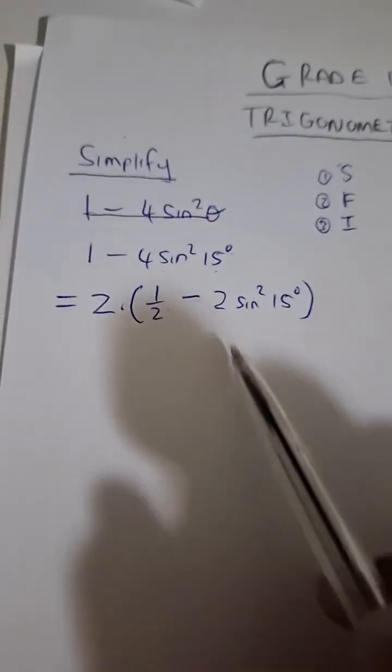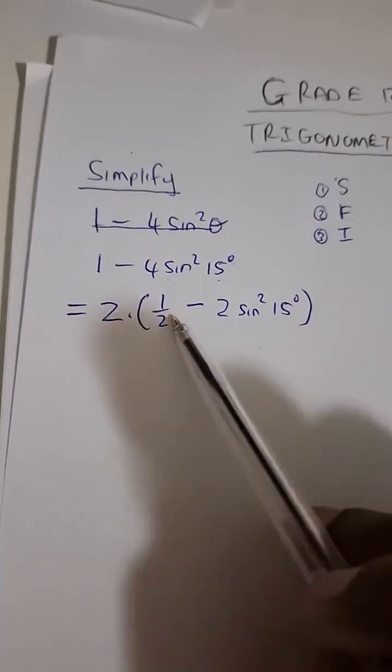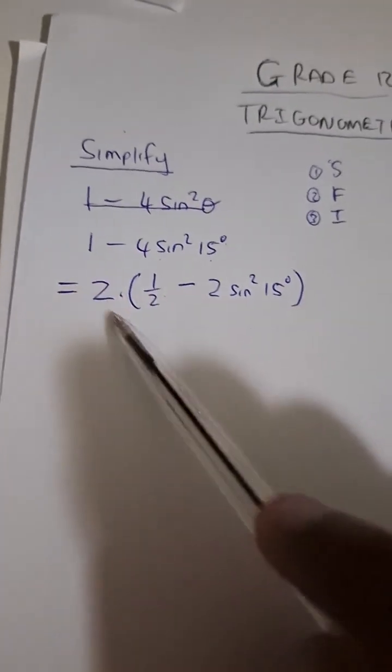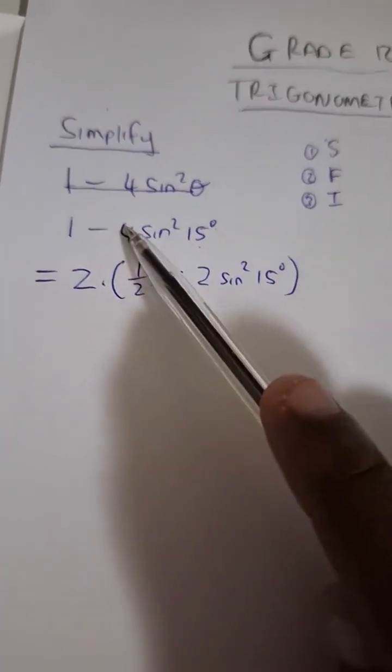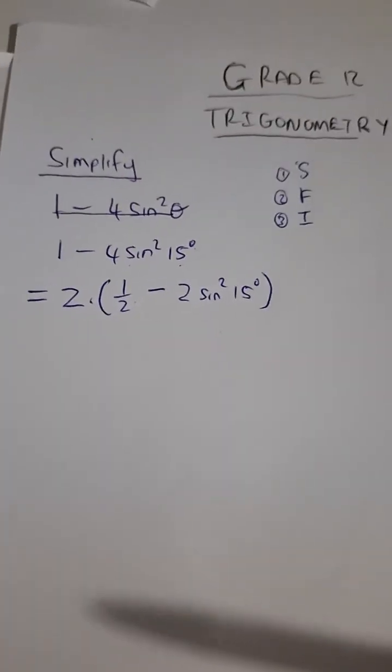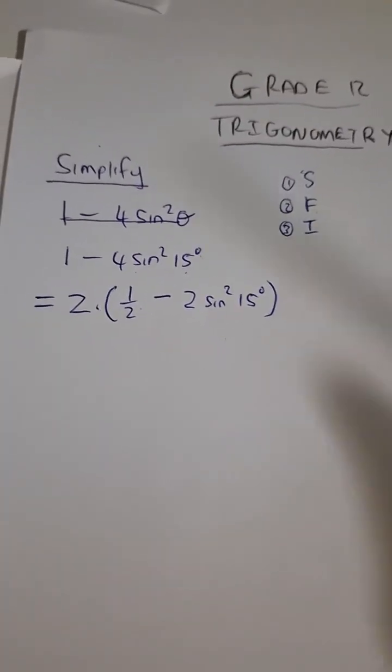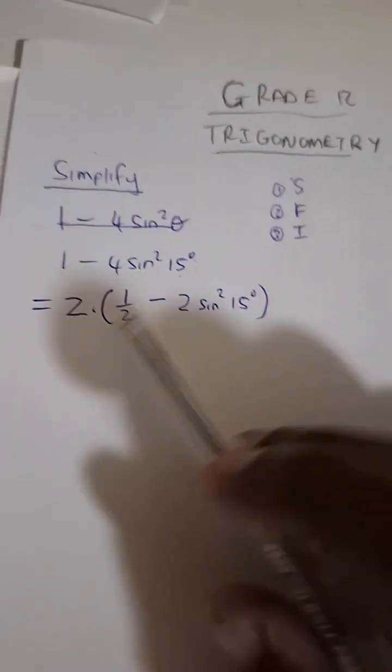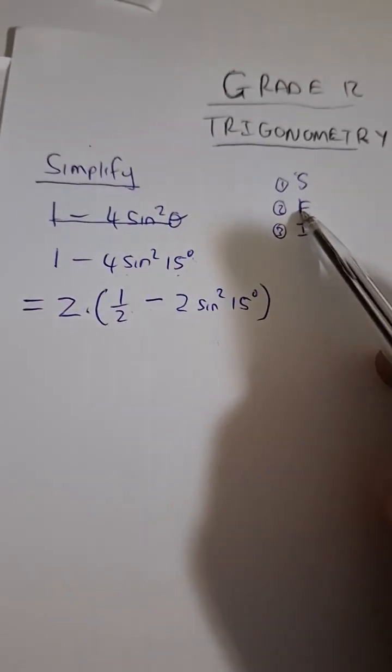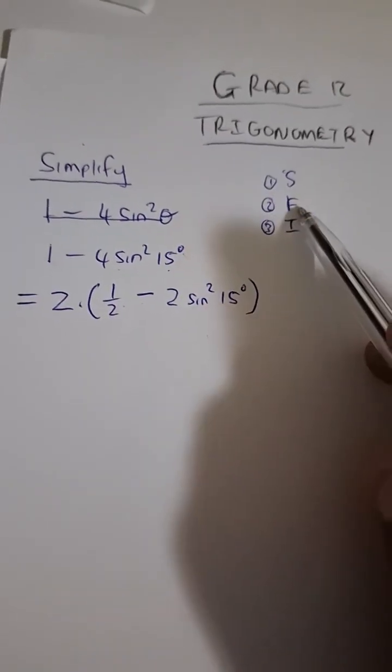Okay, so I started right there. Now, you see, 2 times half gives me back the 1. 2 times negative 2 gives me back the negative 4 sine squared 15. So this is a factorization strategy that I applied. I applied factorization.